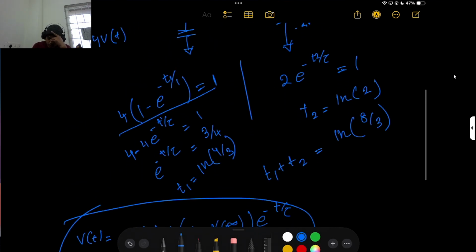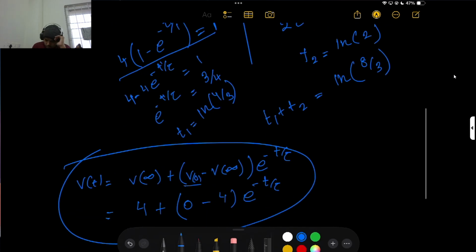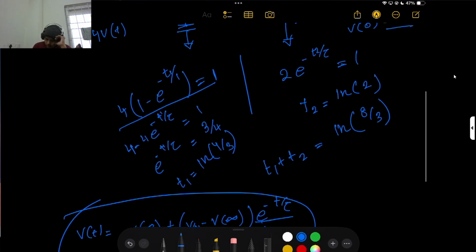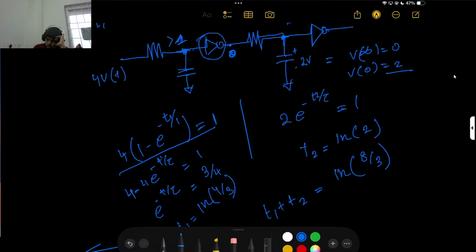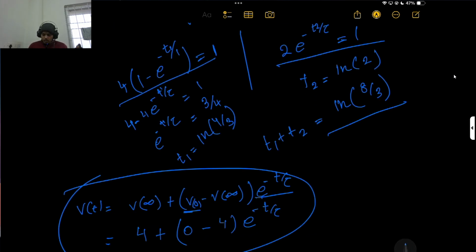And for discharging, the capacitor has V infinite that must be 0, and V naught equal to 2 volt. So that's why the equation has V naught equal to 2, and here 2 e to the minus t equal to 1. I hope the concept is clear now. So the total time is this, and here is the answer.